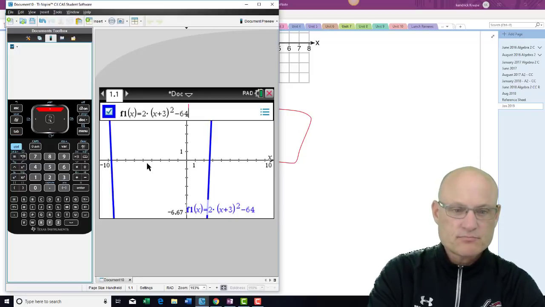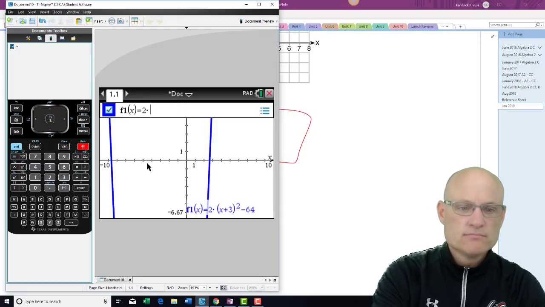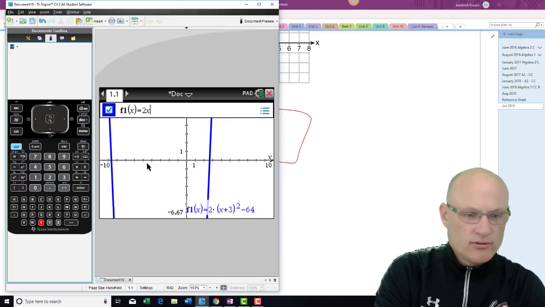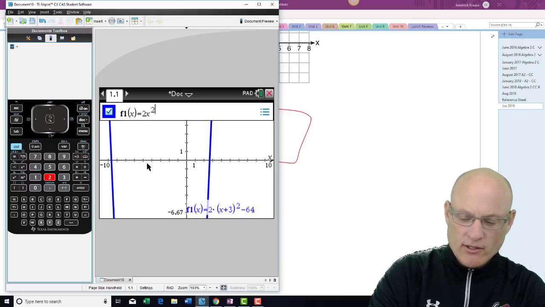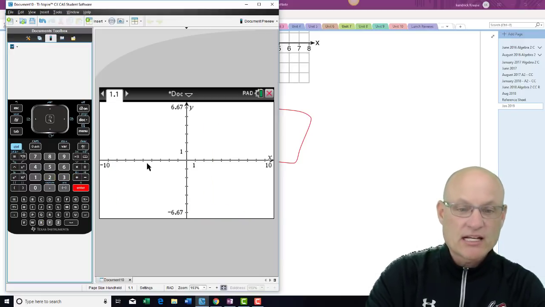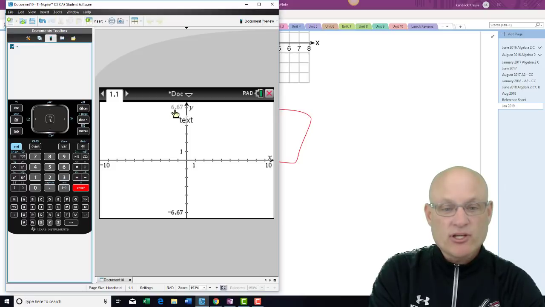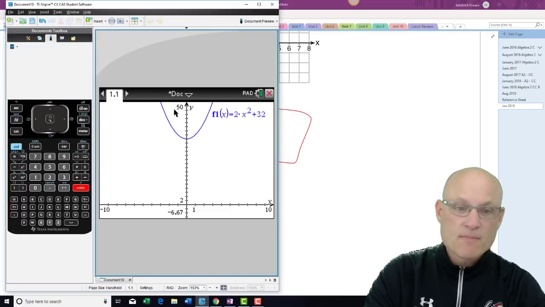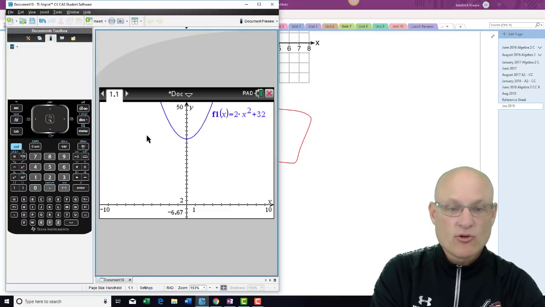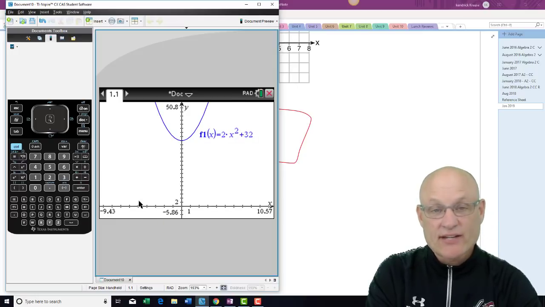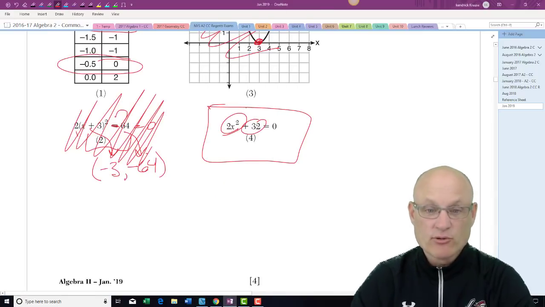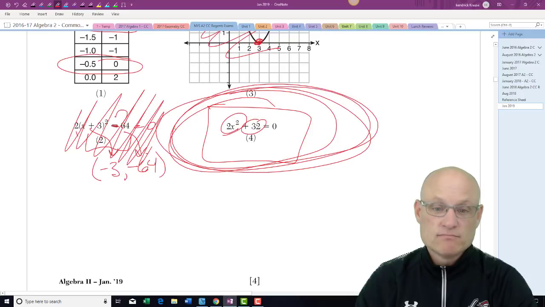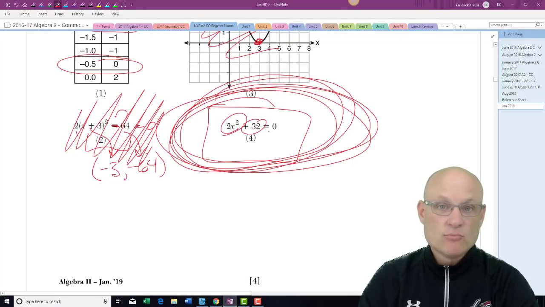Tab 2x squared plus 32. You're not going to be able to see it until you change this to like 50. And there it is. So do you see how it doesn't hit the x-axis? Therefore, it has imaginary roots. Good? All right, let's move on.